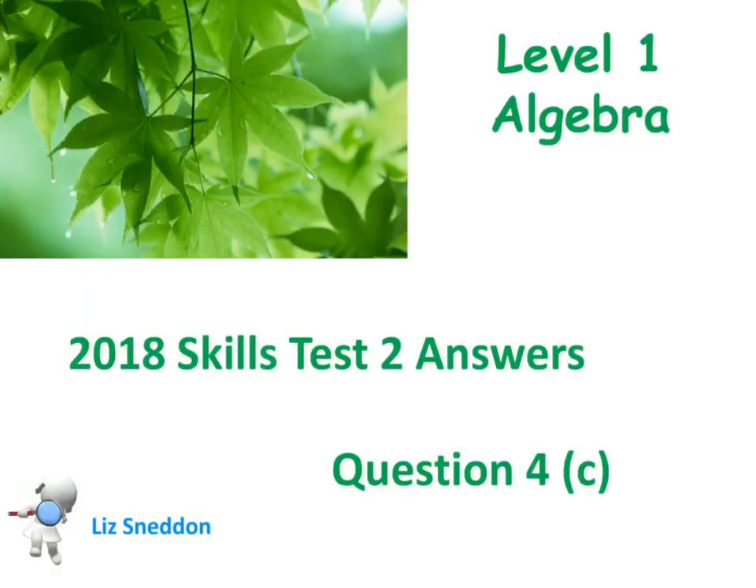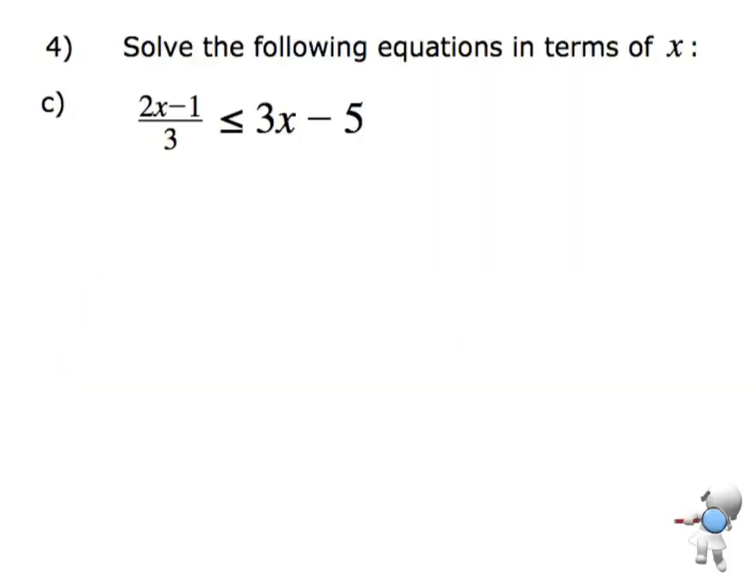Here's the answer to question 4C. So we want to solve this equation here. So we've got an inequality sign in it. So the only thing that we need to do differently is we solve everything the same as we normally would, pretending that that was an equals, except there's one extra step that we need to remember.